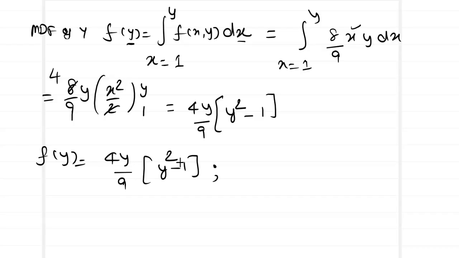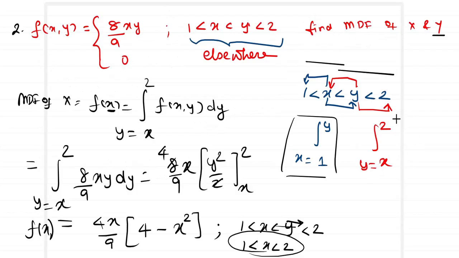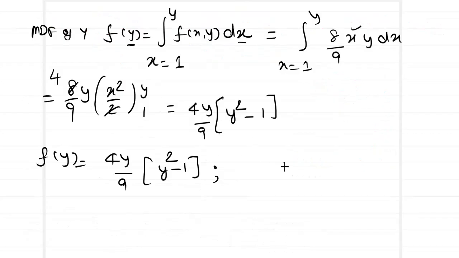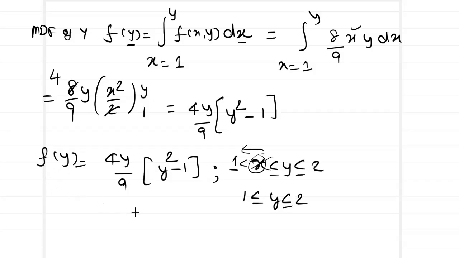And now to complete the function, I will have to write the validity for my y. Where is the validity for y? Y varies between x to 2. Now when I apply the lower limit for y here, I will have a function of x. So to avoid this, I go for the extended limit of x. What is the extended limit of x? It starts with 1, so my y can take the value till 1. So now eliminating this x, I write it as 1 less than y less than 2. So my function f of y is defined as 4y by 9 times (y square minus 1) for 1 less than y less than 2.